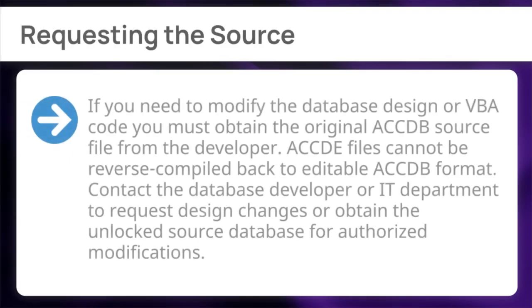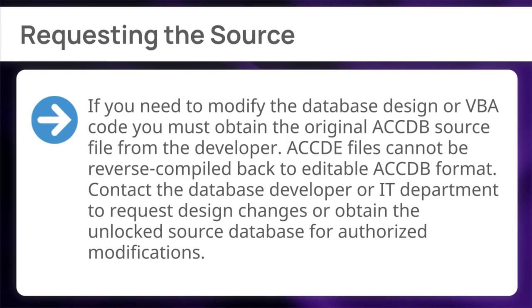Finally, requesting the source. If you need to modify the database design or VBA code, you must obtain the original ACCDB source file from the developer. ACCDE files cannot be reverse compiled back to editable ACCDB format. Contact the database developer or IT department to request design changes, or obtain the unlocked source database for authorized modifications.